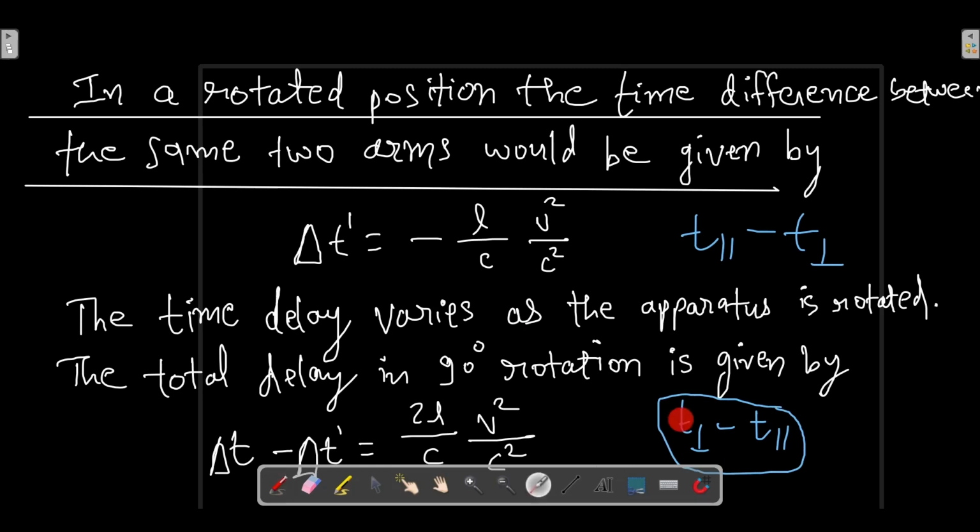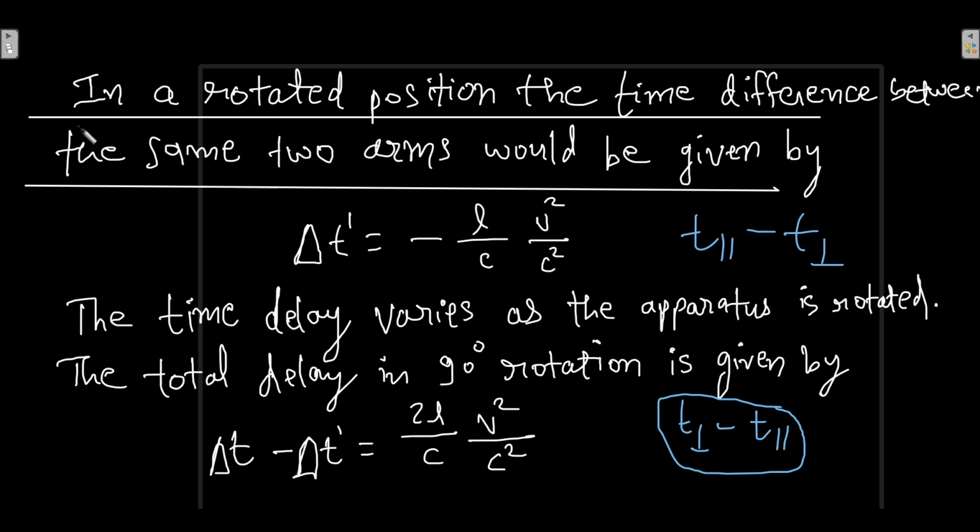Okay. So t perpendicular minus t parallel will be the thing which we will care about here. As they get interchanged, the sign will change. It was plus over here, so over here it will become minus: minus L by C into V square by C square. This is the expression which you got.